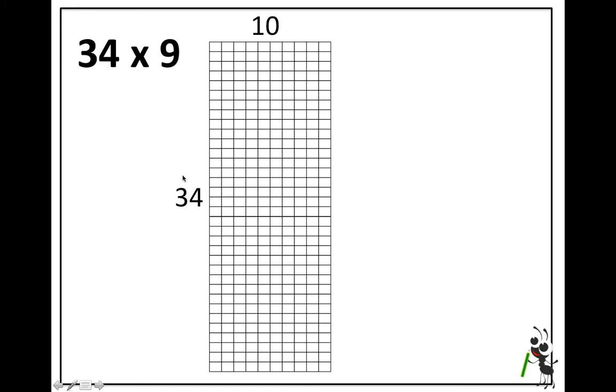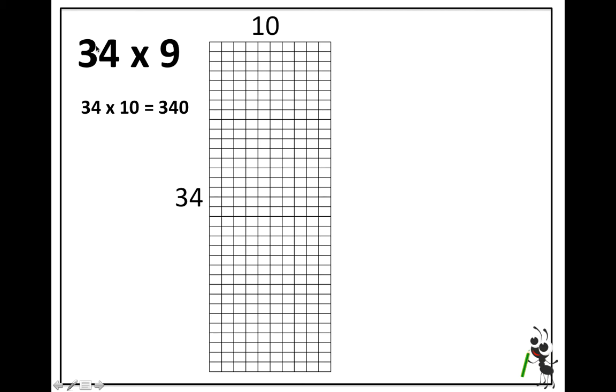Let's think about if this question wasn't 9 and it was 10 instead. Look at my picture here. I've got 34 times 10, okay? 10 groups of 34 in each group. Here's that problem. 34 times 10, and we know that's 340. That's an easy question to work out.